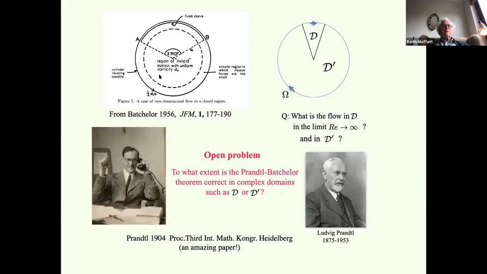Batchelor solved the problem for this case of a cylinder which is rotating, and you have a fixed sleeve of angle. He had the angle 2 pi sigma. And he had the cylinder rotating this way, so constant angular velocity on this portion and no slip on this portion. This leads to a flow with uniform vorticity inside a boundary layer. And Batchelor solved the problem of the boundary layer flow and determined the magnitude of the vorticity in the interior.